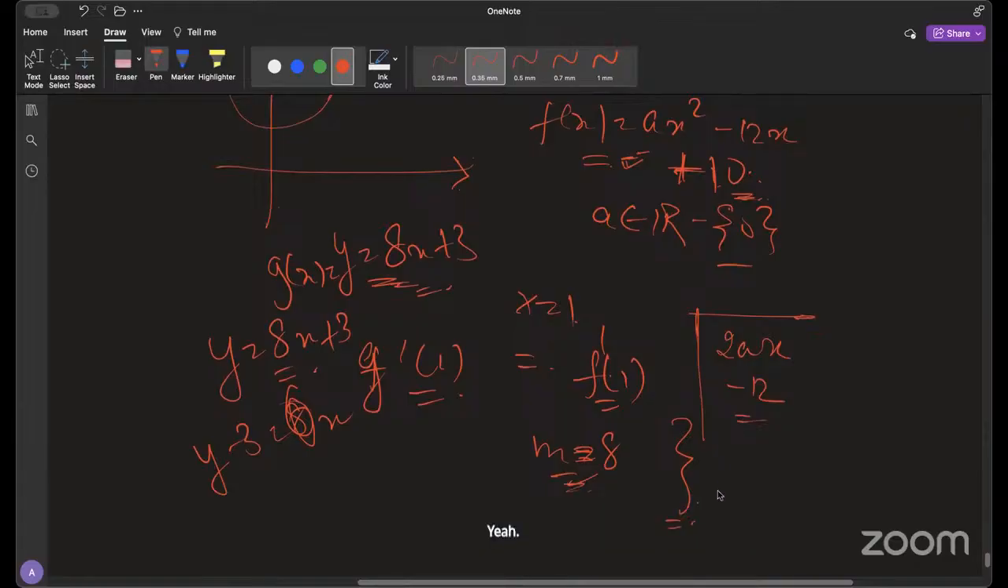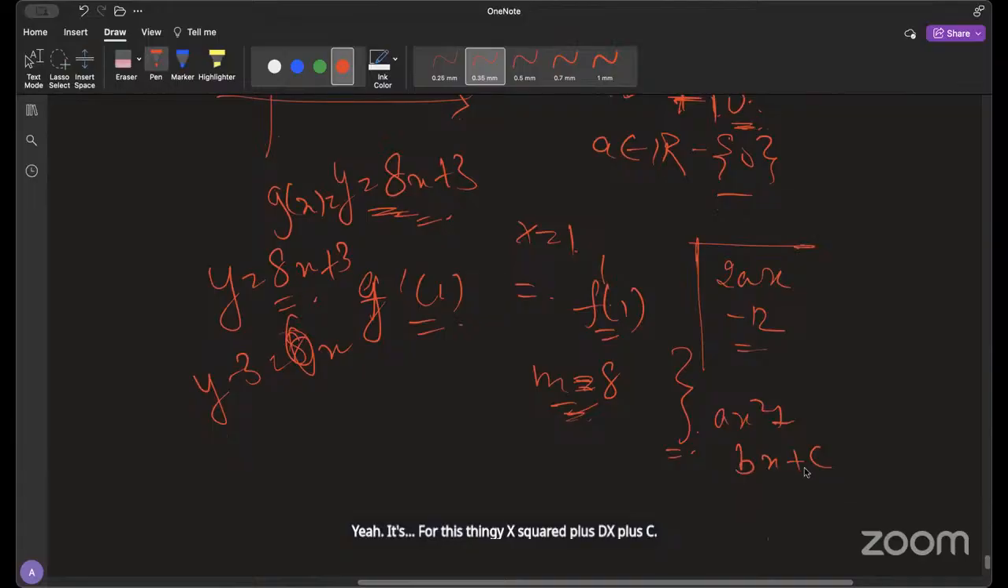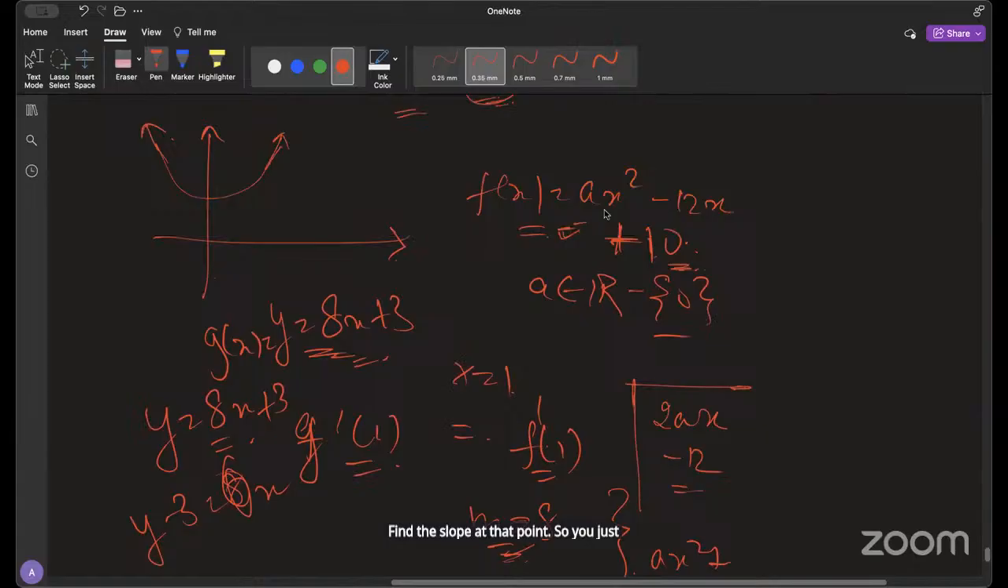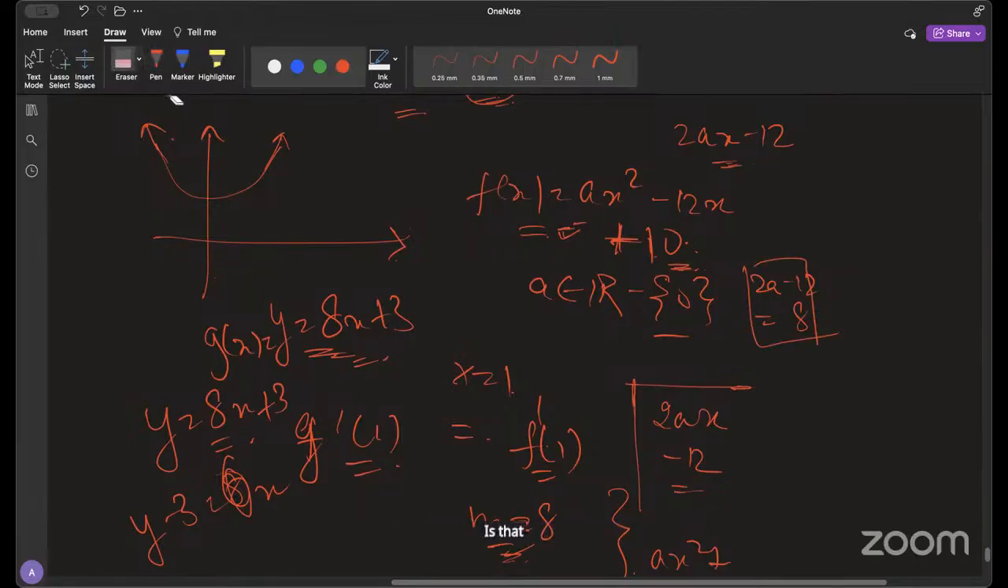Yes. It's for this thing, ax square plus bx plus c. I think it was there in that week as well, that it's 2ax plus b to find the slope, and then you put the value of x here to find the slope at that point. So you just do 2ax minus 12 here, and then put the value of x here, which is 1. So you get 2a minus 12 equals 8, and then solve for a. Is that okay? Yes, ma'am. Whoever had this doubt. Okay.